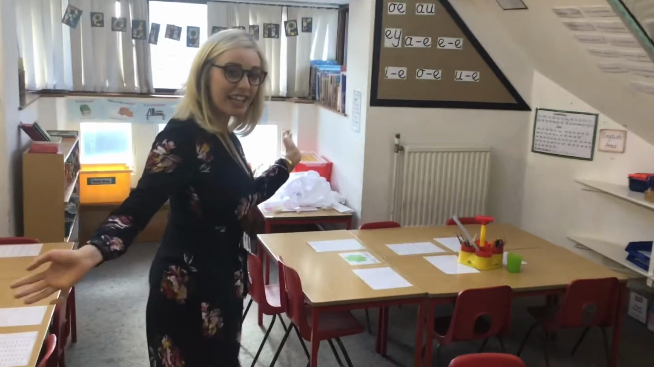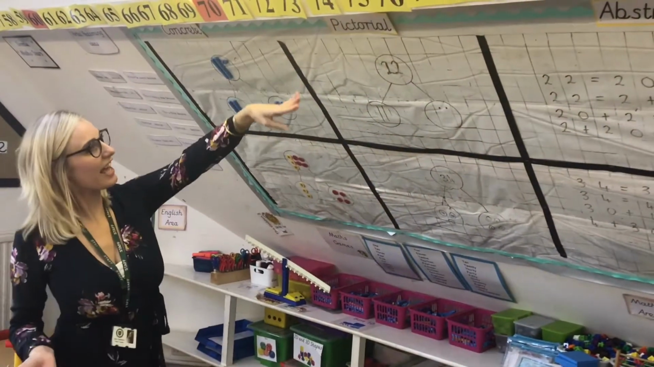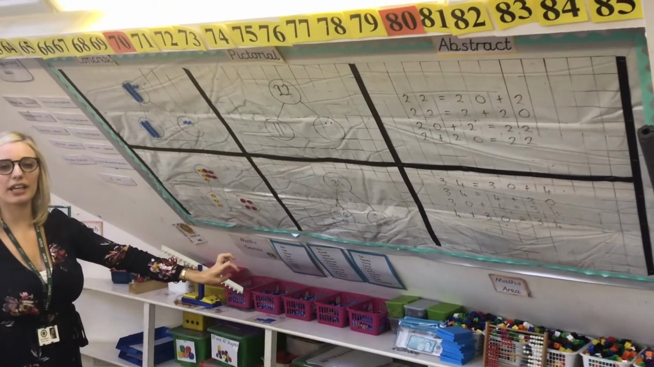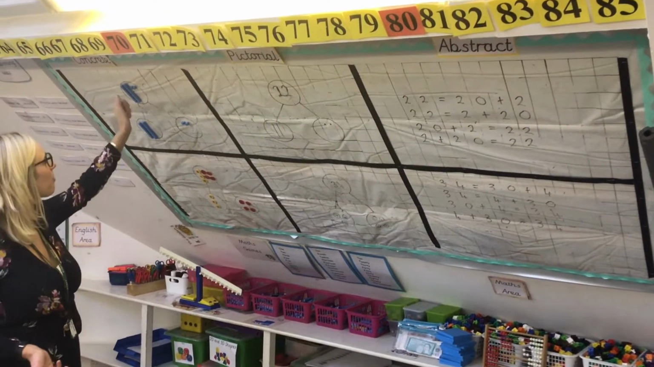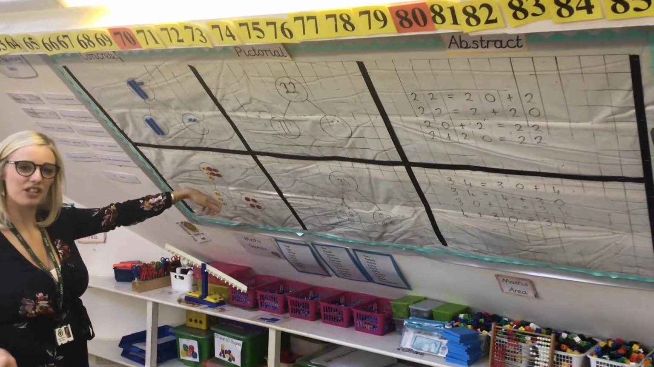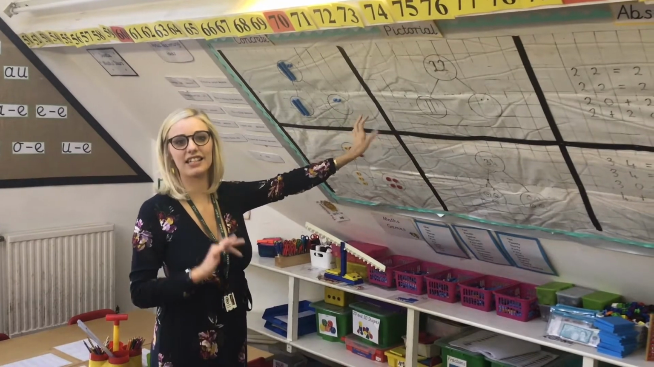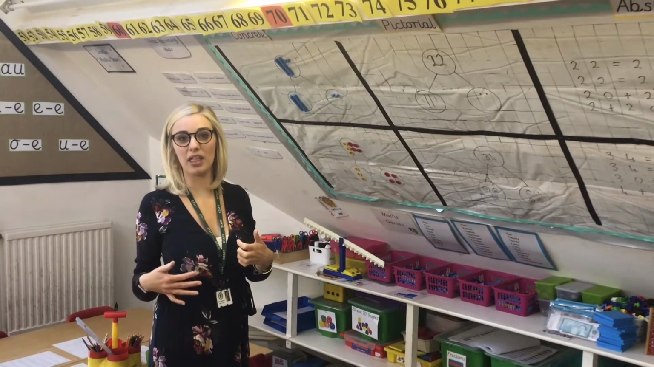This is where we do all our learning. I'm going to show you a couple of displays. In maths, we follow CPA, Concrete Pictorial Abstract. This is our maths board, so at the moment we're looking at place value and partitioning numbers into tens and ones. This is used all the time and is changed every week depending on what we're doing in class to help the children and consolidate what they know.